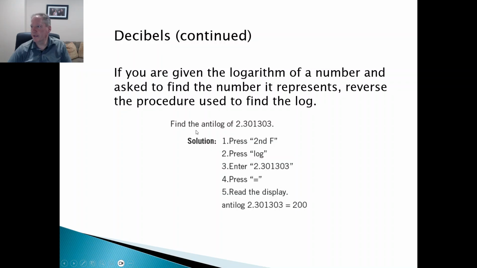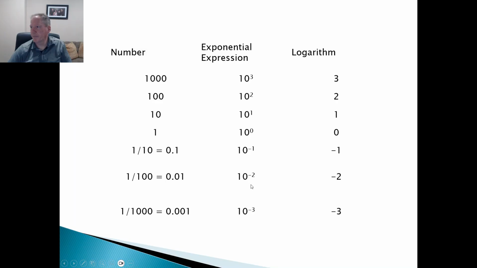All right. And then the anti-log of 2.3103. You put second function log, and it will give you the inverse log, or the anti-log. And it tells us it's 200. So another way of saying this is 10 to this power, 2.3013, equals what? You could also use your calculator and just say 10 caret 2.301303 and hit enter, and it gives you 200 as well. All right, so here's a table with some of the common logs.